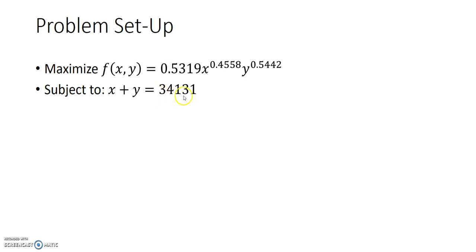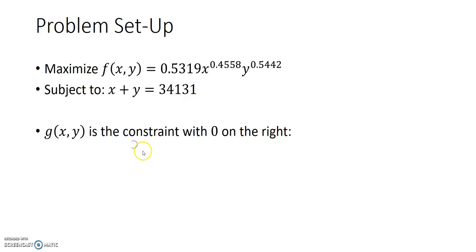Now, of course, if this is our budget, then we may want an inequality, less than or equal to, but this method does not apply to inequalities. So it's not quite as robust as we'd like it to be, but let's see what we can do with $34 billion. So g of x, y is the constraint with 0 on the right.